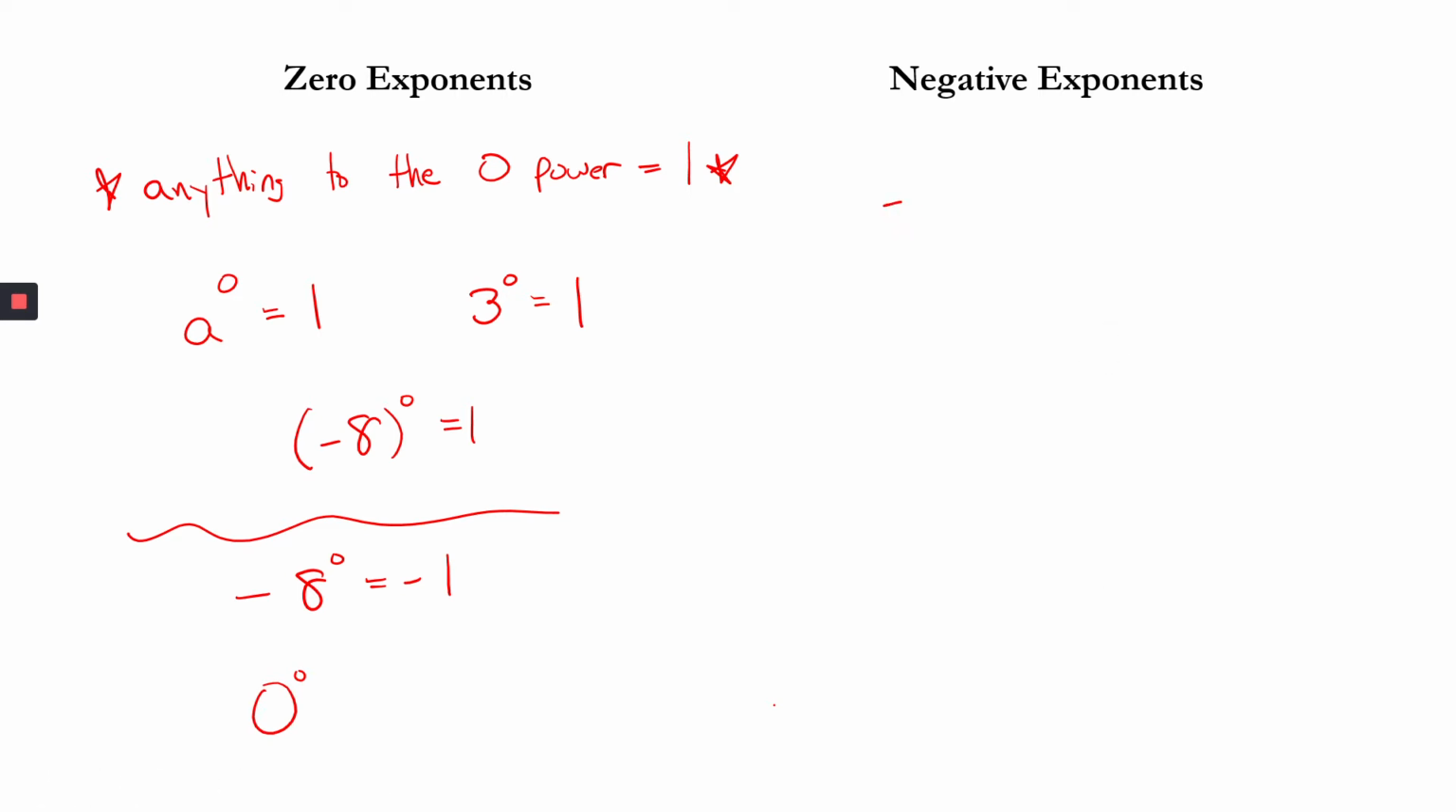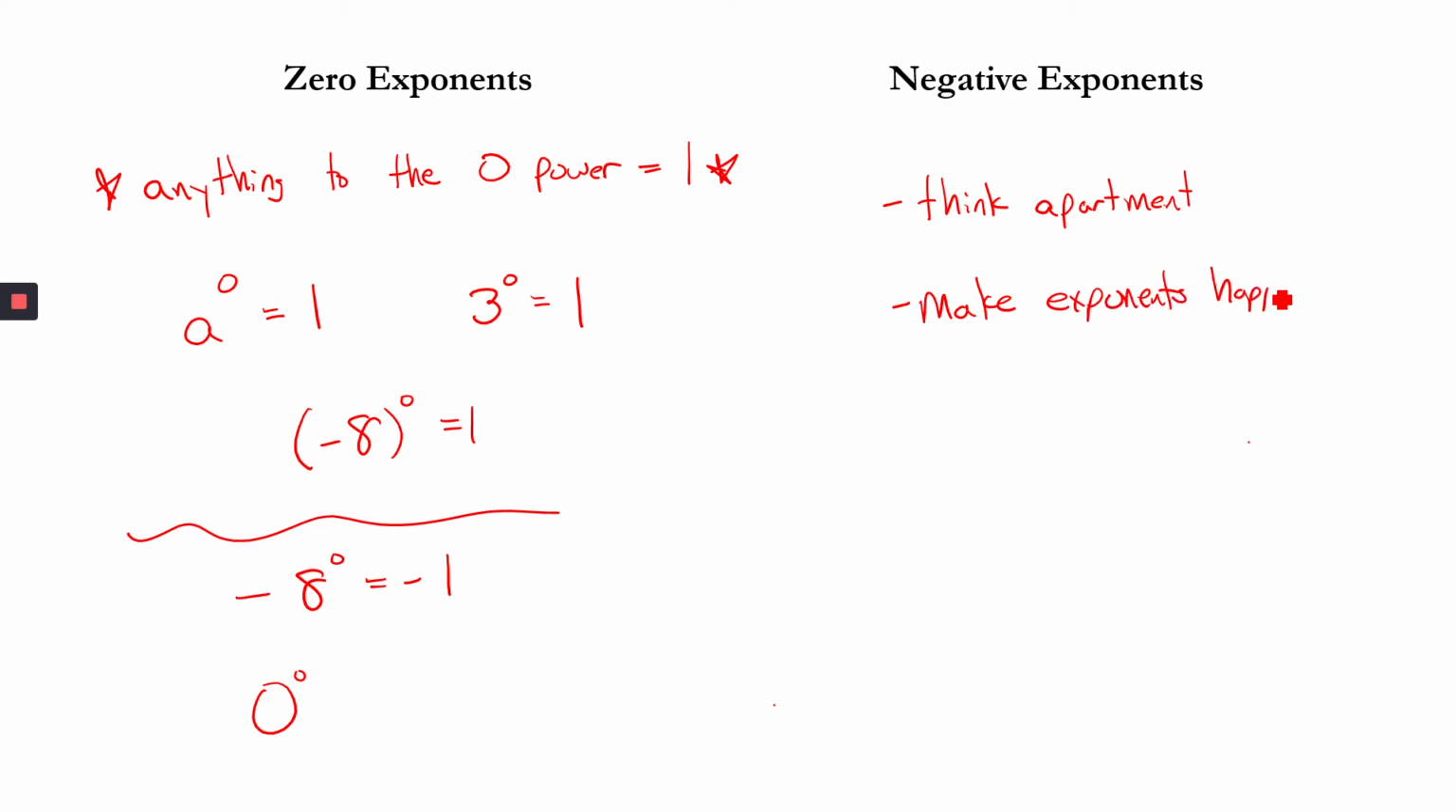Now with negative exponents, I want you to first think of an apartment. This apartment only has 2 stories, either the bottom floor or the top floor. And we want to make the exponents happy.